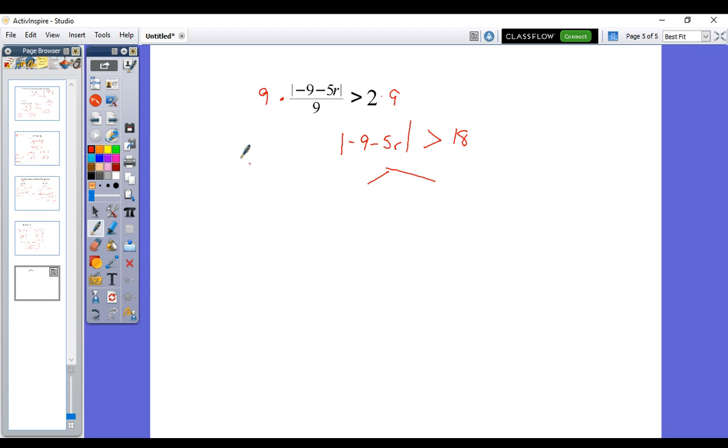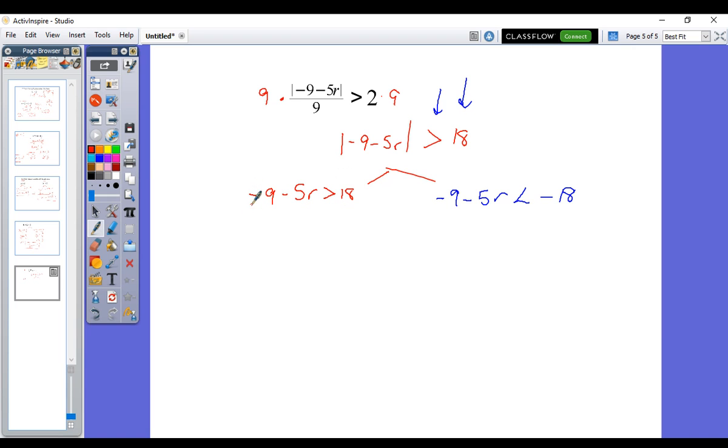I'm going to do them in two different colors now. The first one, the absolute value of -9. Actually, it's gone now, the absolute value sign, because we're making the two problems. -9 minus 5r is greater than 18, and -9 minus 5r is less than negative 18. So when we do the two problems, the absolute value will stay the same on both of these. It's the other side that will change. The sign will change, and the sign on the number will change. So let's do our first one right here.